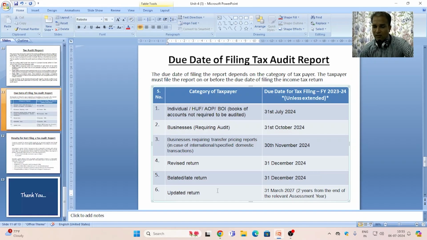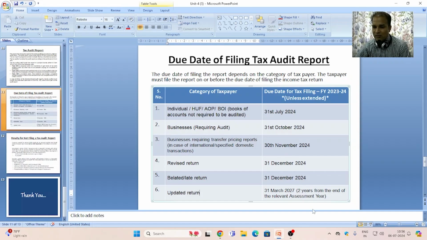And the last is updated return. This is 31st March 2027. Actually, this duration starts from the end of the relevant assessment year and runs for 2 years. Relevant assessment year means, for financial year 2023-24, the relevant assessment year is 2024-25. So when 31st March 2025 ends, from this date 2 years, that is up to 31st March 2027.